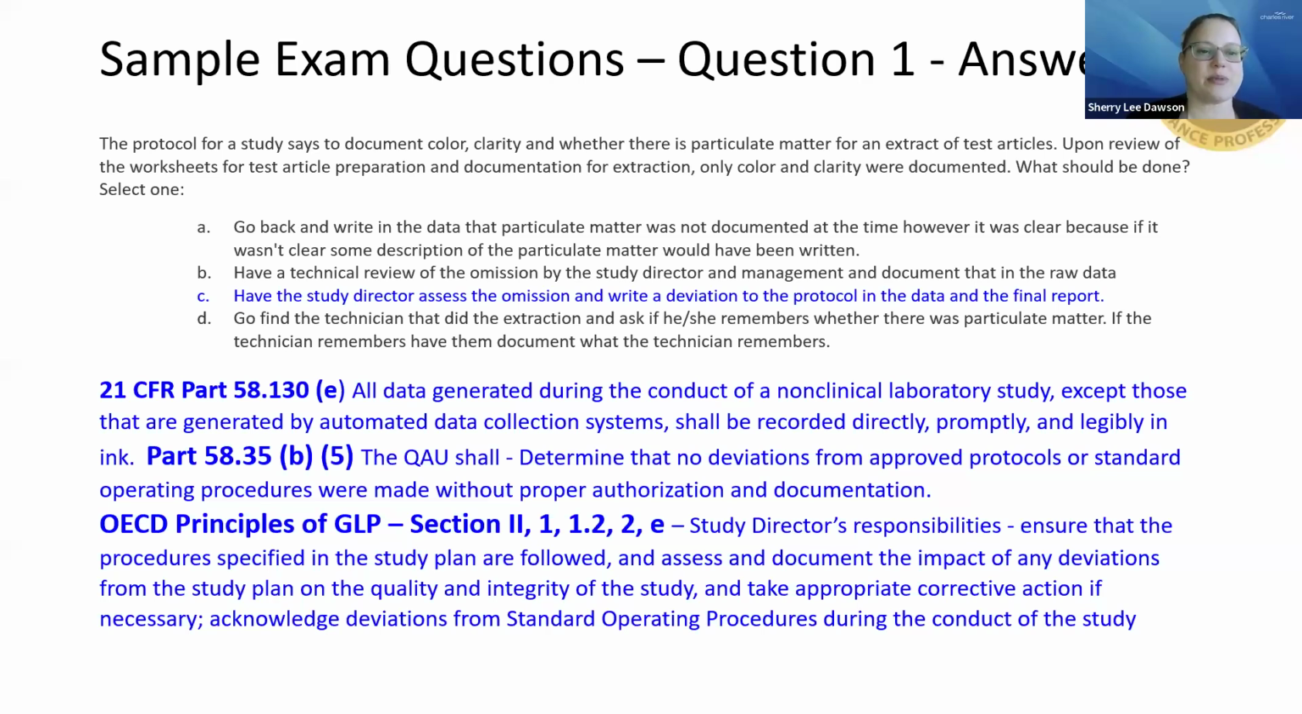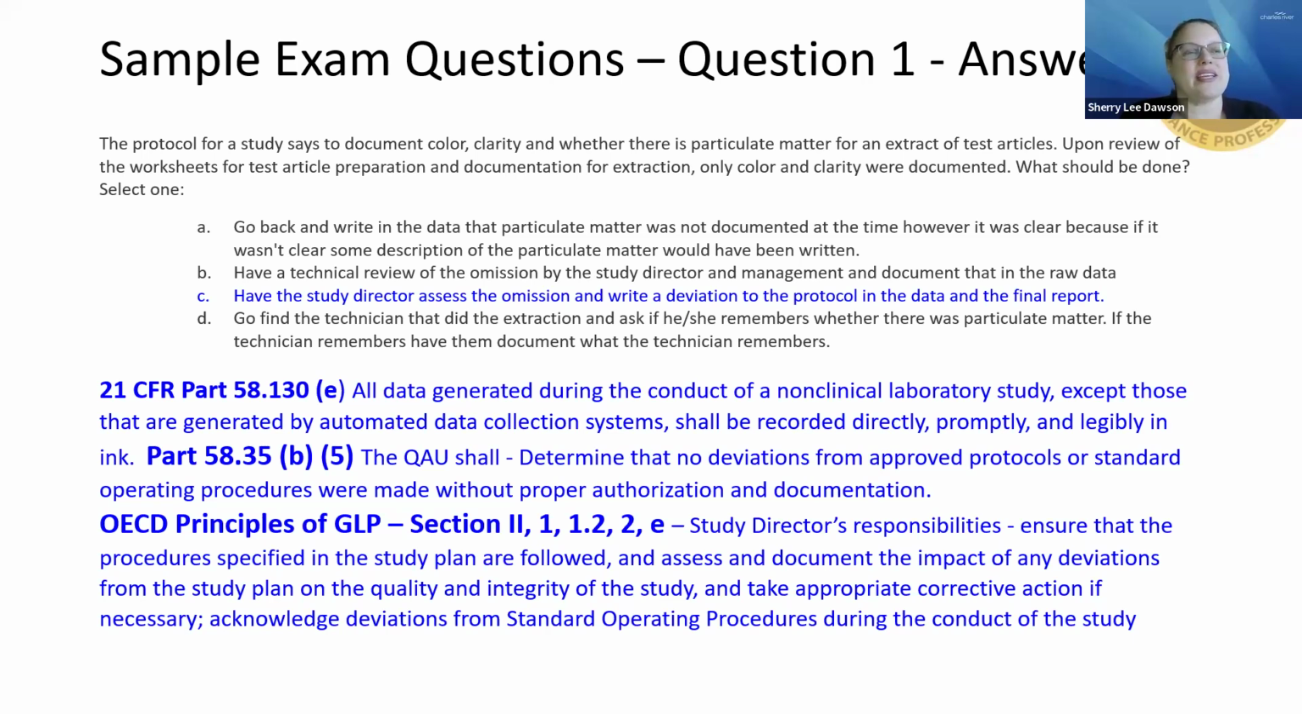Then under the OECD principles of GLP, section 1.2.2(e), the study director's responsibility is to ensure that procedures specified in the study plan are followed, assess and document the impact of any deviations from the study plan on the quality and integrity of the study, and take appropriate corrective action if necessary, and acknowledge deviations from SOPs during the conduct of the study. To elaborate, D was clearly trying to get someone to document something after the fact by memory. I think within your first month of being in QA, you know that that's a no-no.